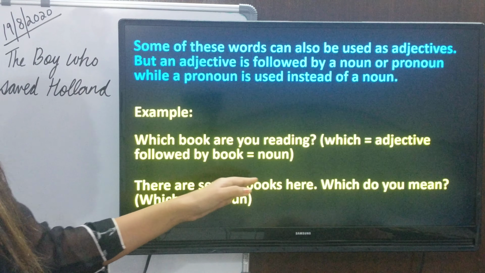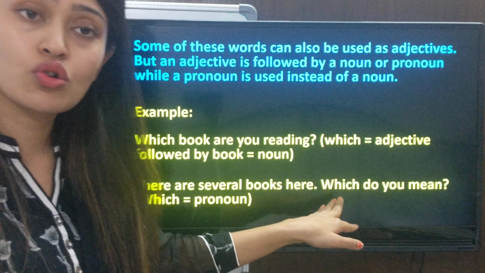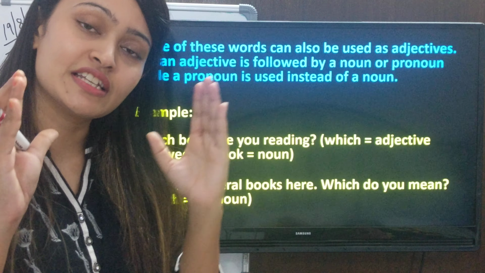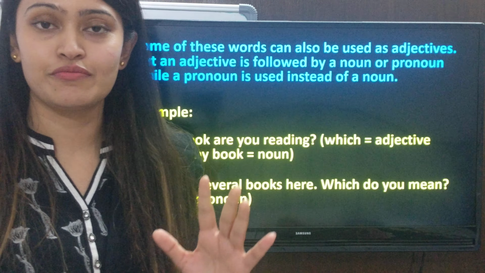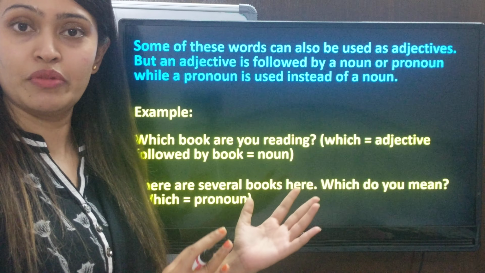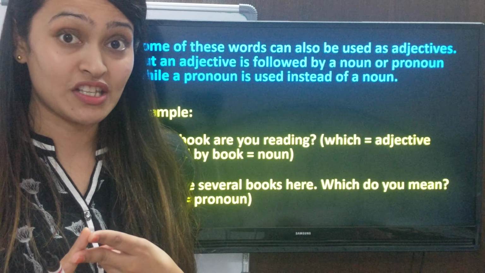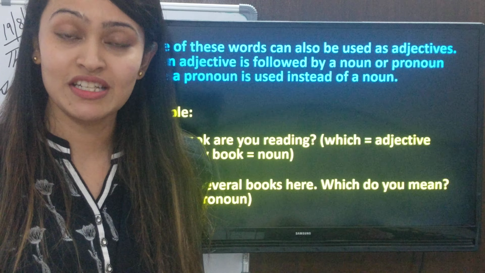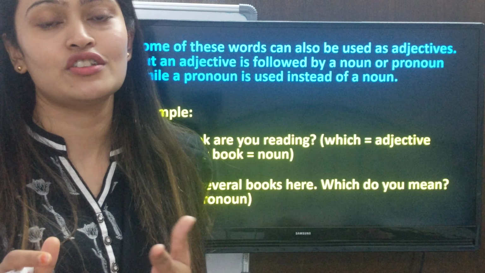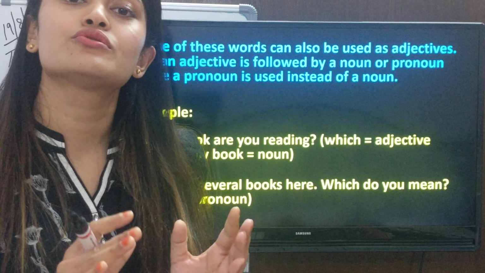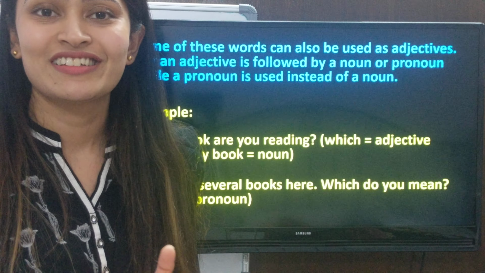There are several books here. Which do you mean? Here which is clearly taking the position of a noun. So this is what interrogative pronouns are. It is on page number 59 of your textbook. You have 2 exercises based on it. I want you all to attempt them, and the answers to these 2 exercises will be attached in the PDF and shared with you all. But you have to do these 2 exercises in your English grammar notebook. Thank you, children.